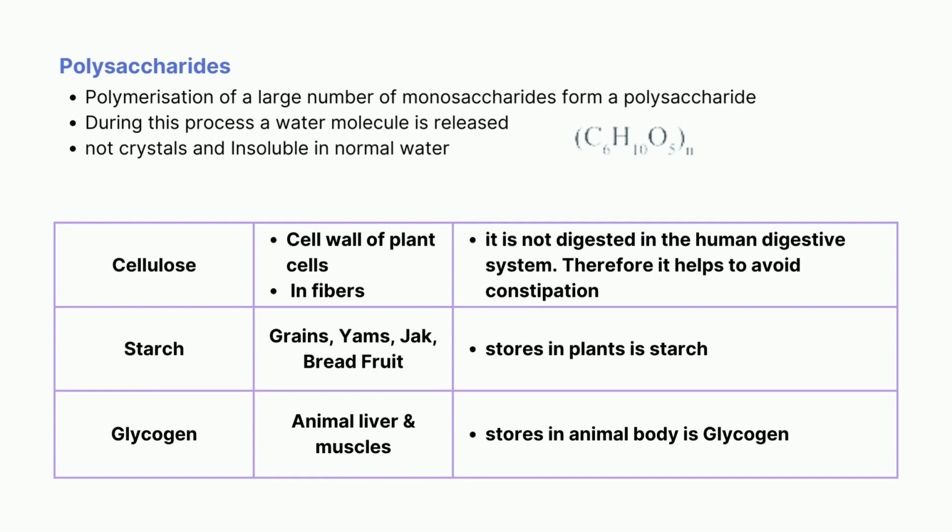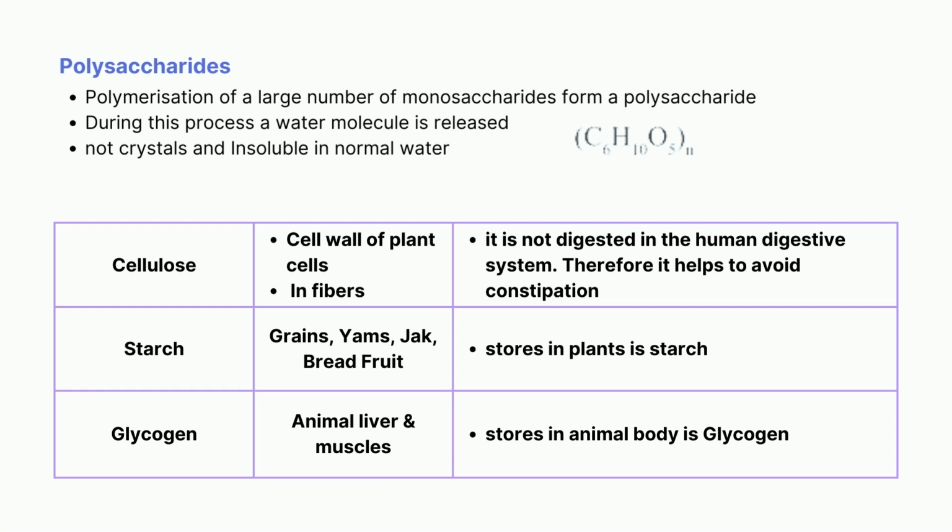Now let's look at the first type of polysaccharide. It is cellulose. Cellulose is present in the cell wall of plant cells and in fibers. This cellulose does not digest within the digestive system, therefore cellulose cannot be absorbed by the human body. Cellulose helps to avoid constipation, because the fibers help the removal of feces from the body.